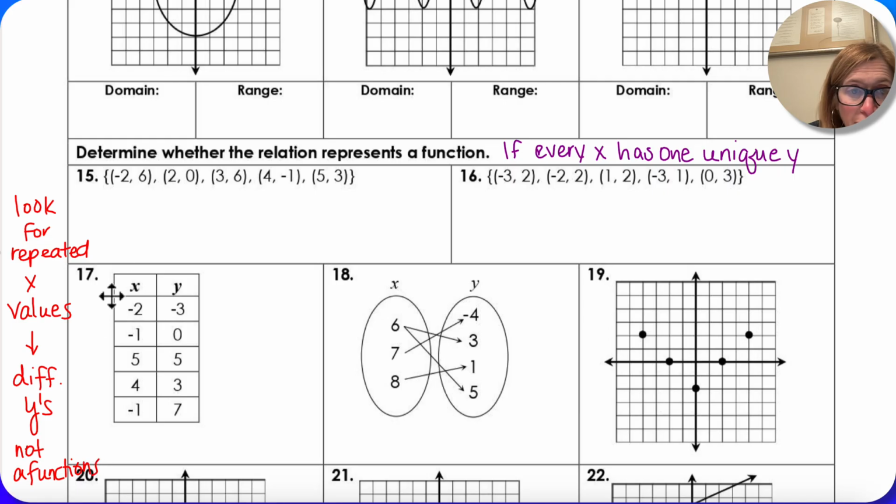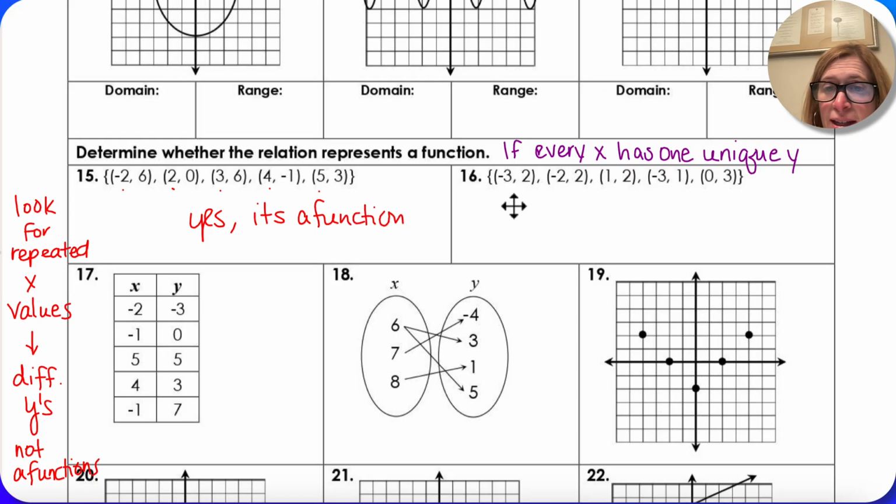So here's what I mean. I see -2, 2, 3, 4, 5. No repeated x values, so then yes, it's a function. All right, let's look at this one. I see a -3 here and a -3 here. So I have repeated x's, so I look to see if it has different y's. It does have different y's. It has a 2 and a 1, so that tells me it's not a function.